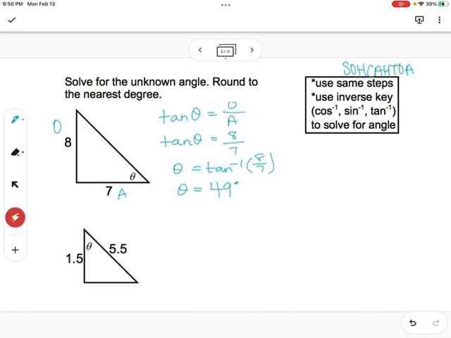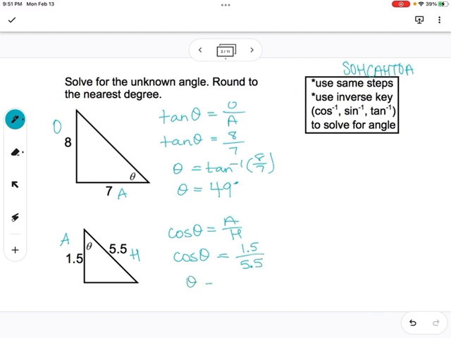Next one, looking at theta, we have the adjacent side, and we have our longest side across from our 90 degree, which is our hypotenuse. So A and H. We know if we have adjacent and hypotenuse, it's cosine. Cosine theta, A over H. Putting in what you know, cosine theta, adjacent is 1.5. Hypotenuse is 5.5.